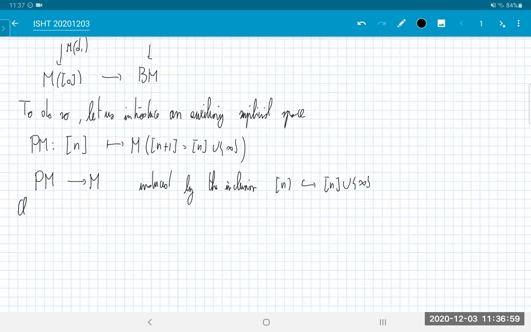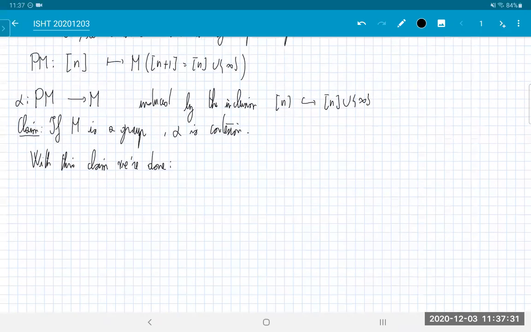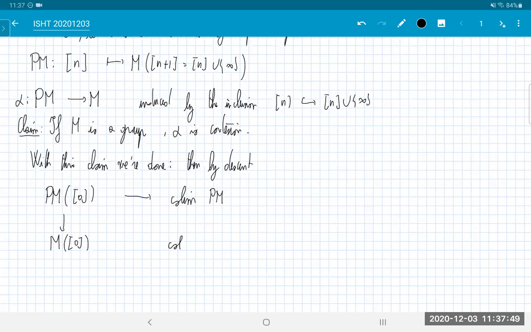And we claim, if M is a group, and let me call this map alpha, that alpha is Cartesian. That's the claim. And let me show you how this finishes. With this claim, we are done, because then, by descent, this is Cartesian. And now, well, this is M1, and this map is exactly D1, if I'm not mistaken.